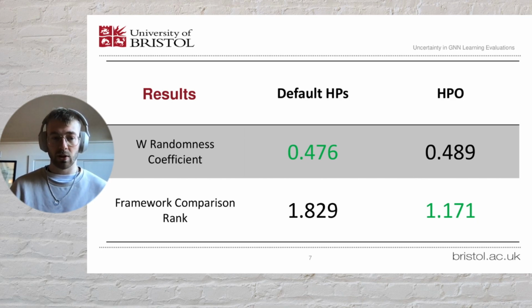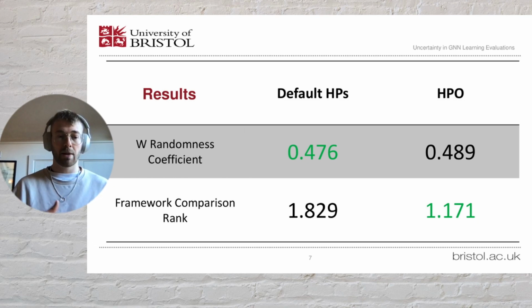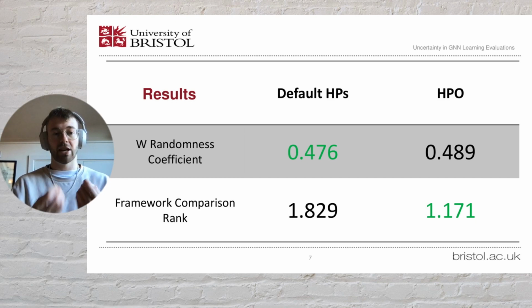However, if we look to our framework comparison rank, which tells us which set of hyperparameters led to better results, we can see that the hyperparameter optimization led to much better results overall. This means that our investigation got better algorithms.